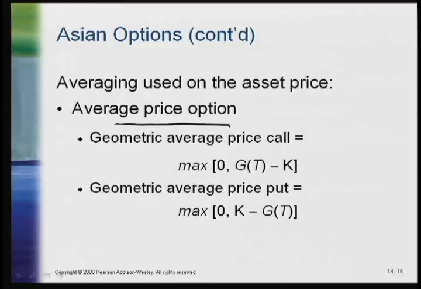So in an exercise of a vanilla call, instead of having an average GT, we would have the stock price at time T. Instead, with an average price option, we use the average price of the stock as of time T, and that's what we put into our standard put or call formula. And of course, these could also be defined with arithmetic averages, but these are the formulas for the geometric.